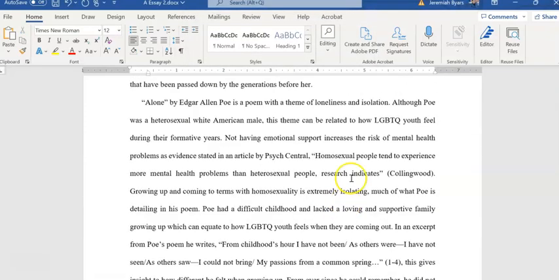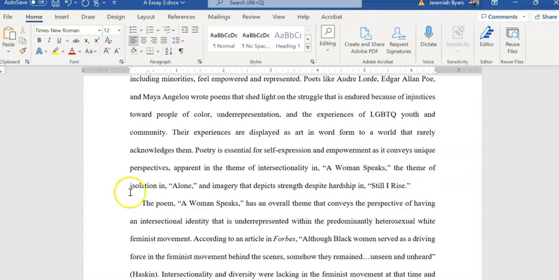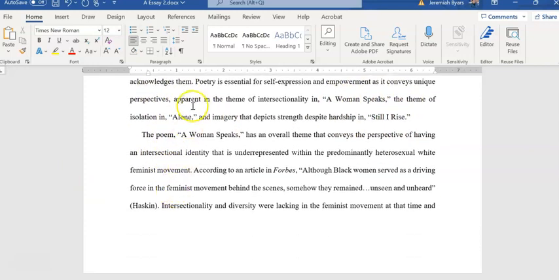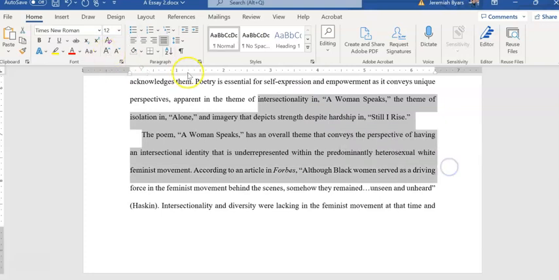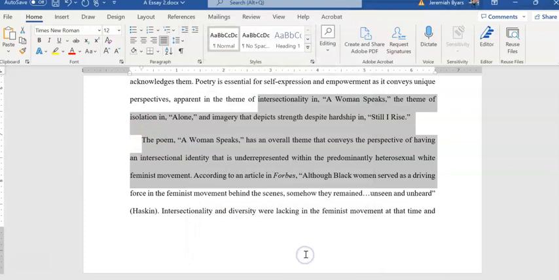What happens is that some people don't realize that there should be 0, 0, double. So let me show you this in between two paragraphs. We get the end of this paragraph, and then we have this paragraph. If I highlight this, go to paragraph, and sometimes right here it will say 0, 8, double. I want you to watch right here when I push OK. Watch what happens. Boom.